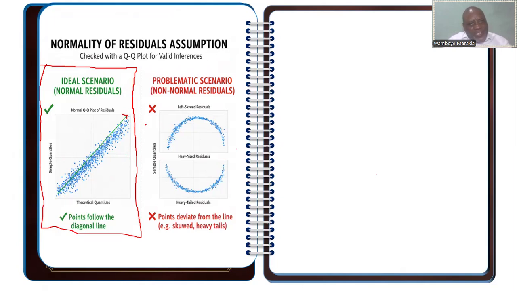But if your data has this figure on the right, the first one above, it's a curve. You can't draw a straight line in it. You are only able to draw a curve. Or the one at the bottom here, you are also able to draw a curve like the one I've drawn. Then you know that your data has a problem. The problematic scenarios of non-normal residuals are present in this data. So you don't use such data.